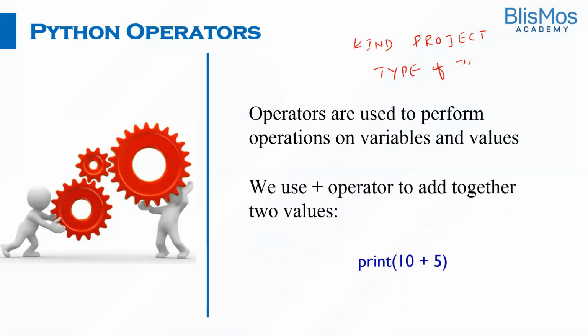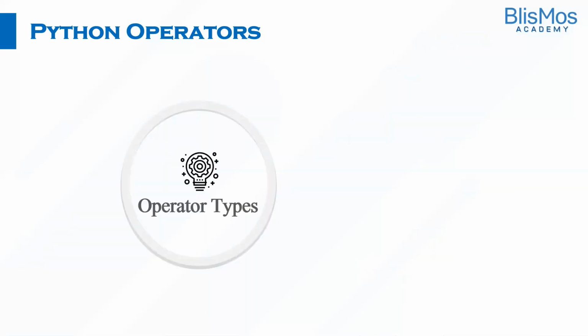What are operators? Operators are used to perform operations on variables and values. For example, here plus is an operator. It is doing an operation on 10 plus 5. It is directly doing an operation on values. This is value 1 and this is value 2. The way other languages have operators, Python does have operators.